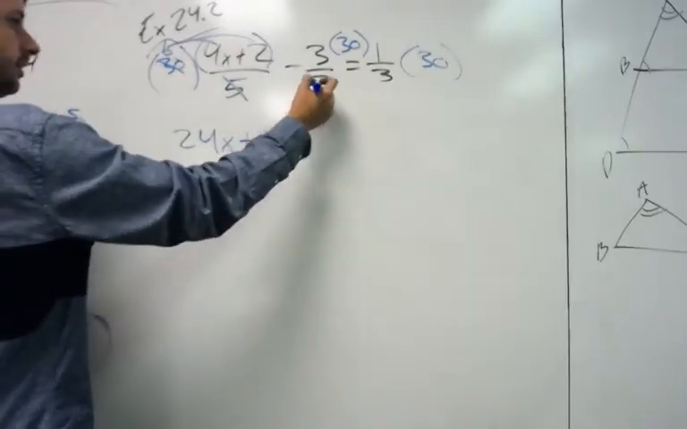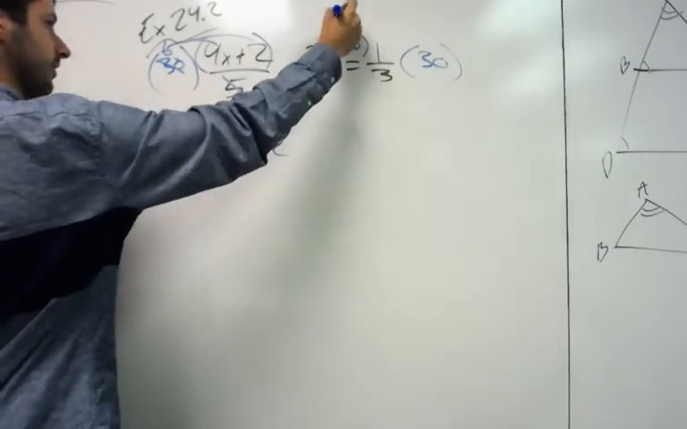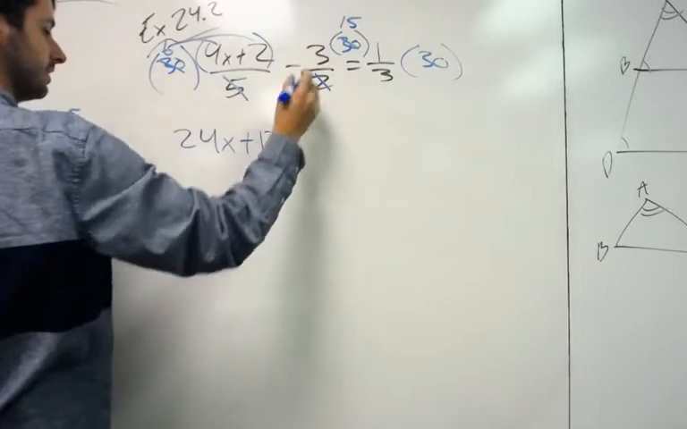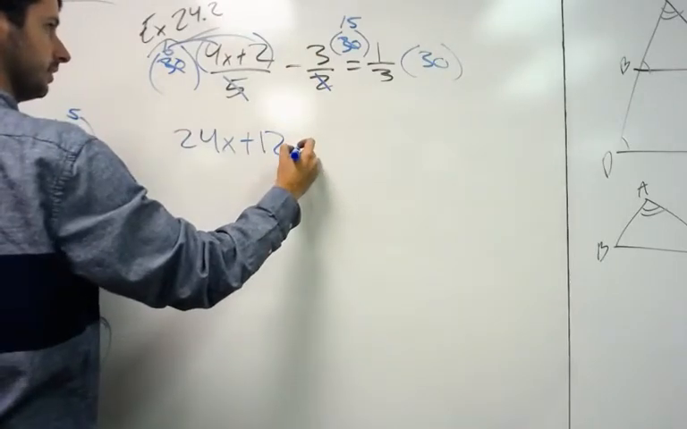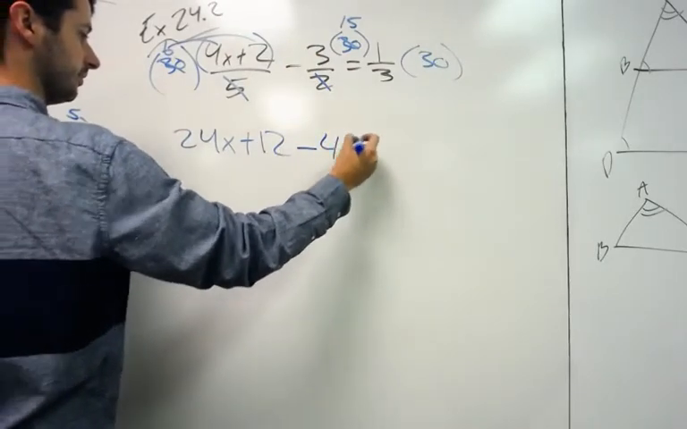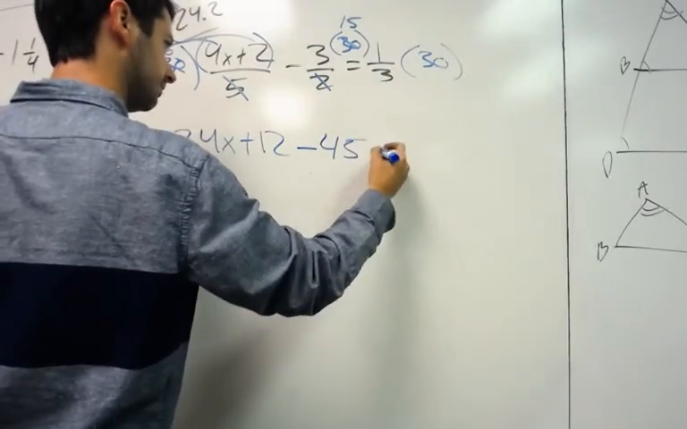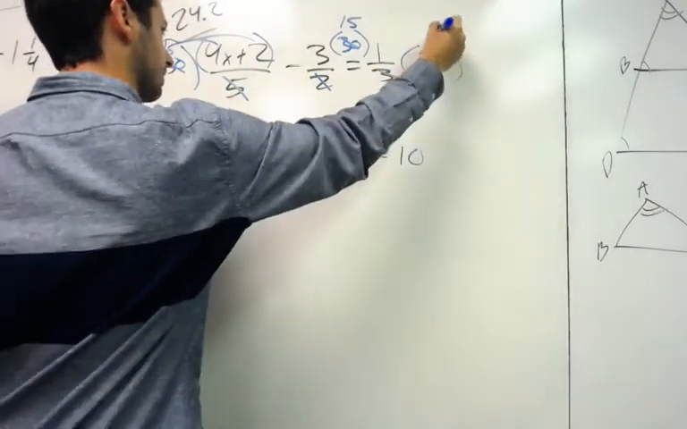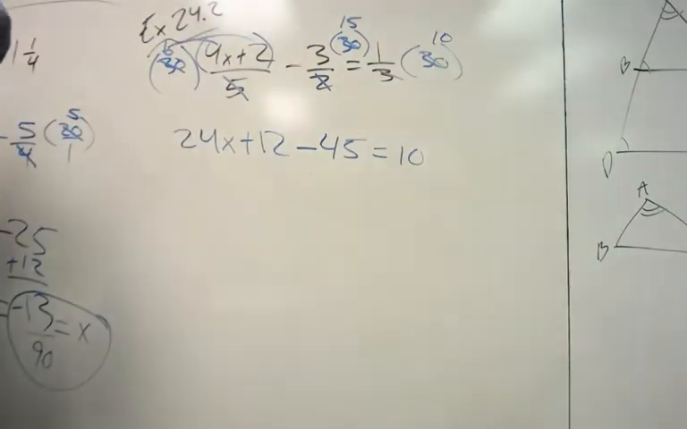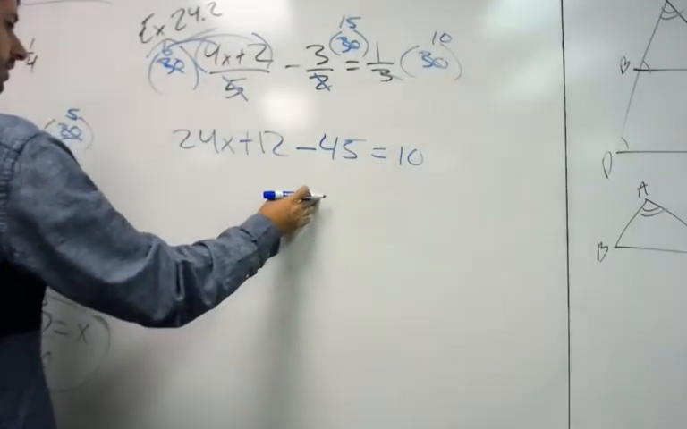Okay. 2 goes into 30 15 times. 15 times negative 3 is negative 45. And then 1/3 of 30 is 10. 3 goes into 30 10 times. And now we solve for x. 12 minus 45 is negative 33.